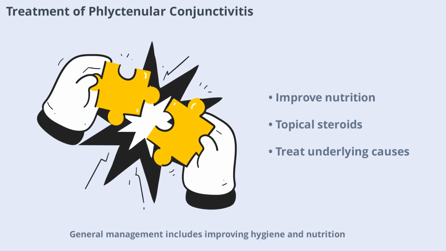General management includes improving hygiene and nutrition, especially vitamins A and D. Treating underlying causes like tuberculosis or tonsillitis is crucial. Locally, topical corticosteroid eye drops or ointment are effective, and antibiotics are added if secondary infection is present. If the cornea is involved, 1% atropine ointment and dark glasses for photophobia are recommended.